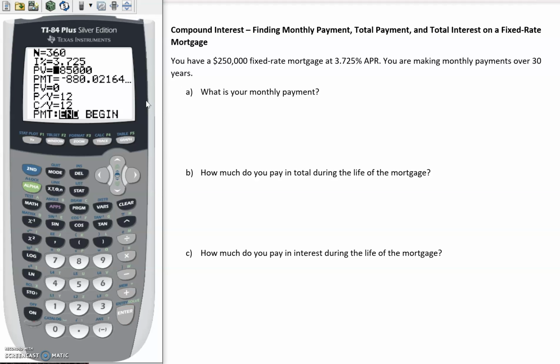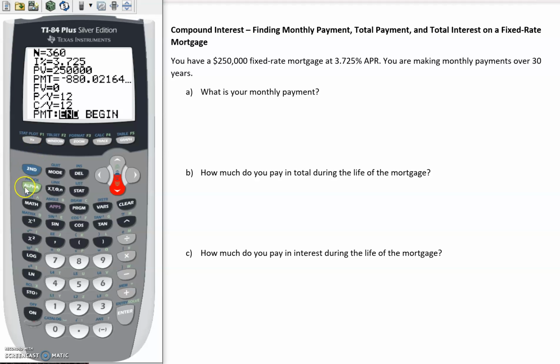Our present value is $250,000. And our future value should be 0. We're going to pay this down to 0. So we were given $250,000 to buy this house essentially, and we're going to have to pay it back. So payment is what we're interested in. Payments per year, compounds per year, those should both be 12. Those last three items would tend to be pretty standard for all of these finance problems.